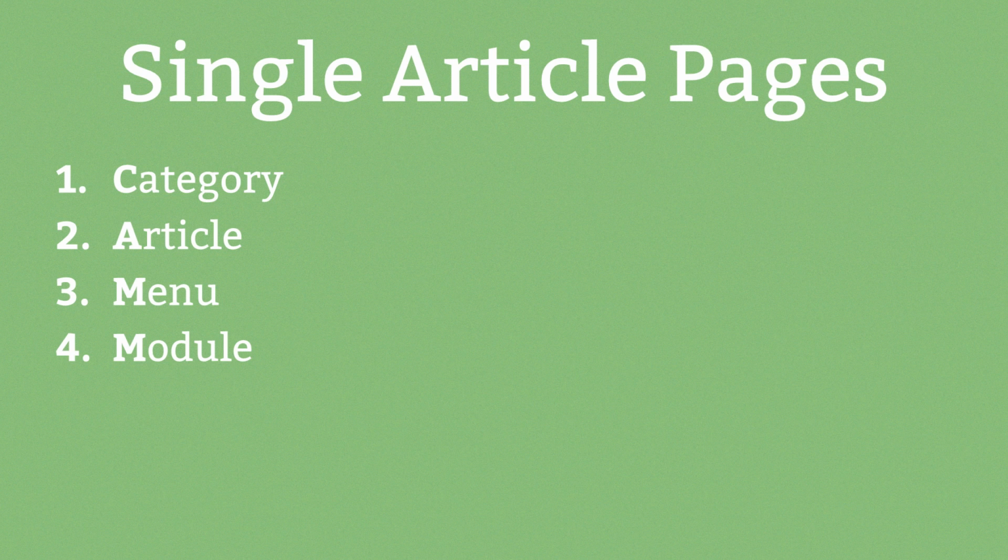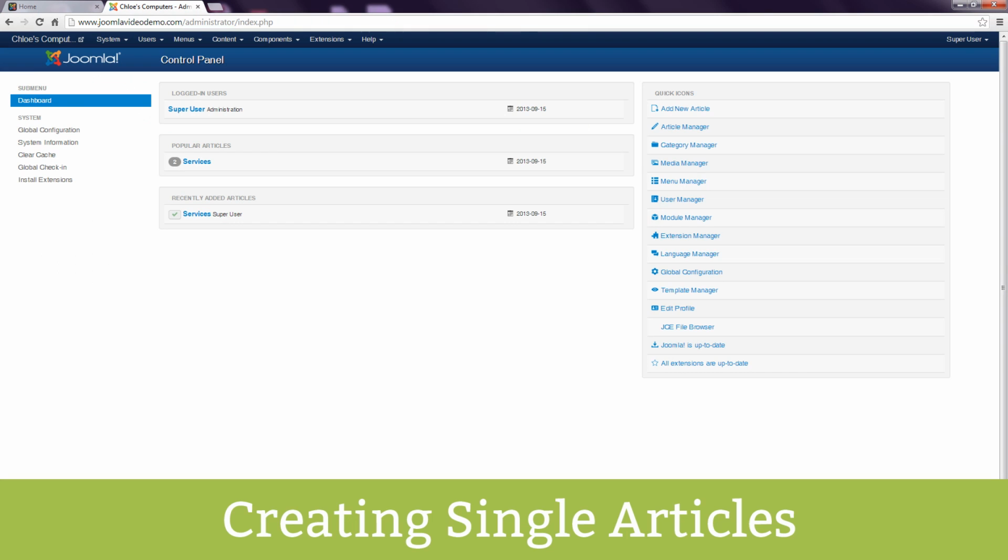In this lesson, I'm going to create the About page of the site. All the categories were created in the previous lesson, so the C in CAM can be skipped. Let's go through the process again for creating single articles.